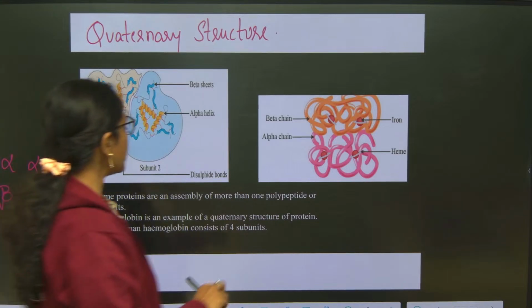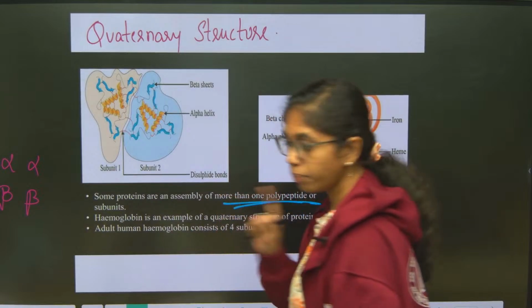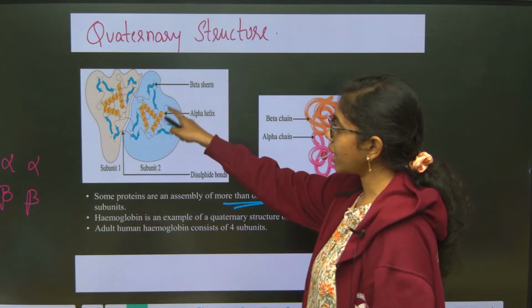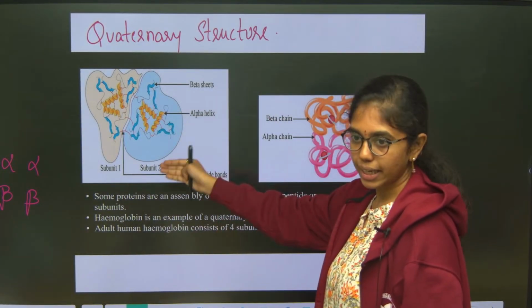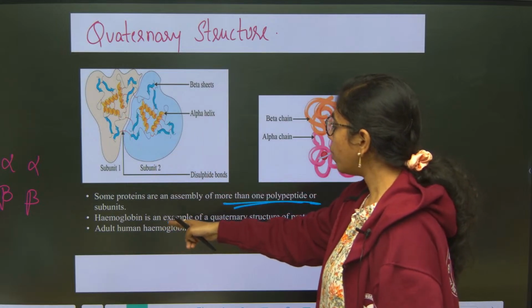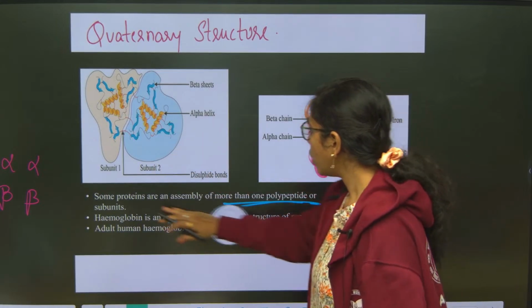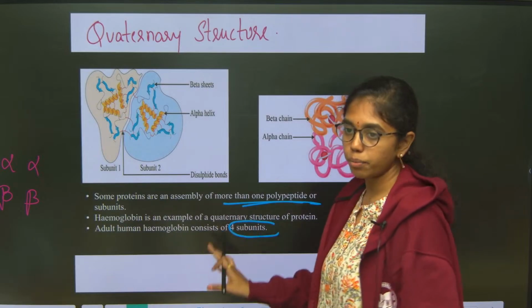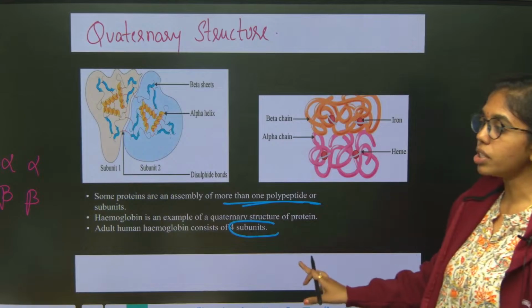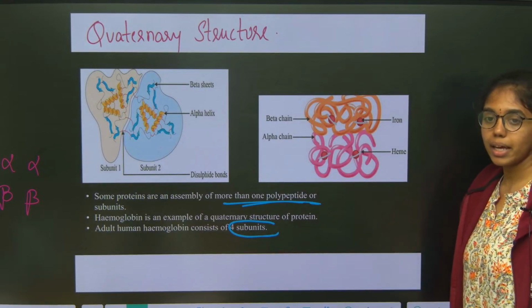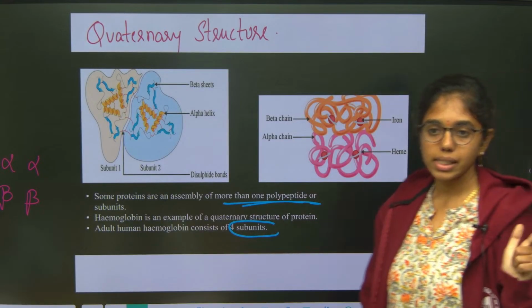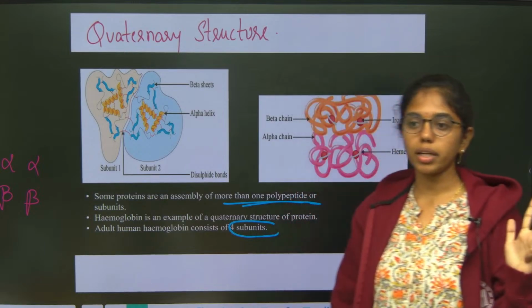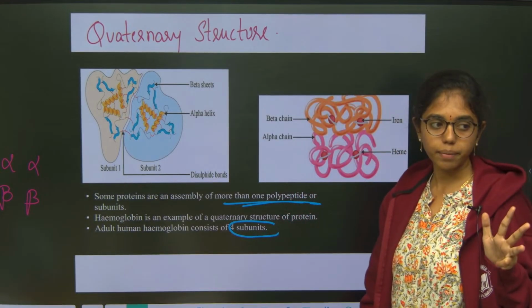Some proteins are an assembly of more than one polypeptide chain, in which each can have primary, secondary and tertiary structures. Hemoglobin is the best example for what? Quaternary structure. Adult human hemoglobin will have how many subunits? 4 subunits. Clear with primary structure, secondary structure, tertiary and quaternary? Okay, clear, right? Next.